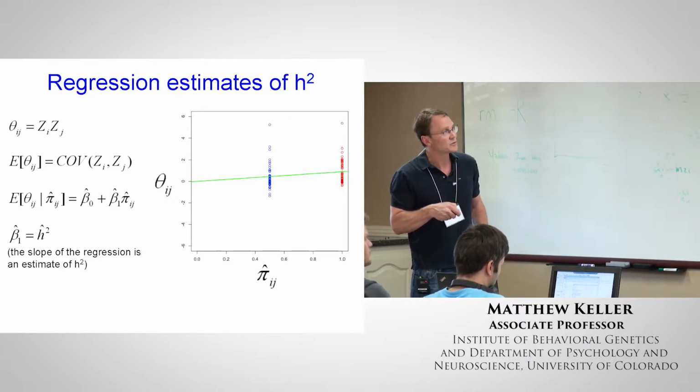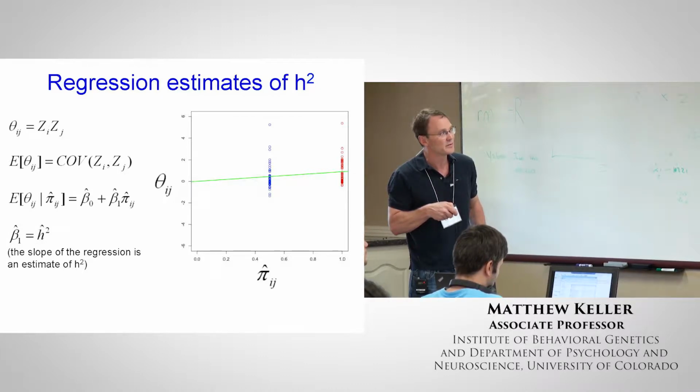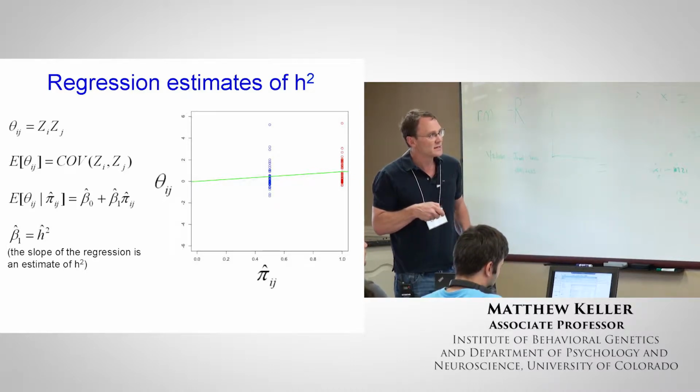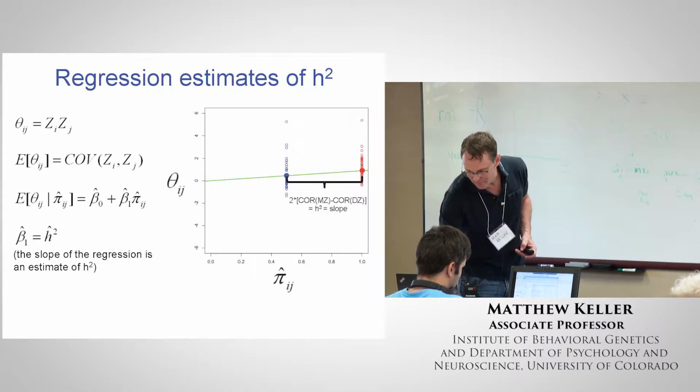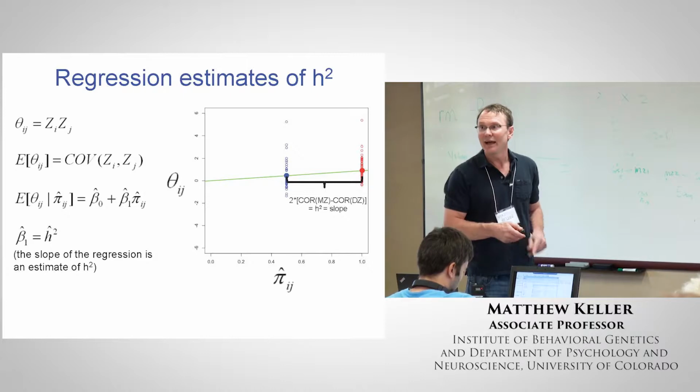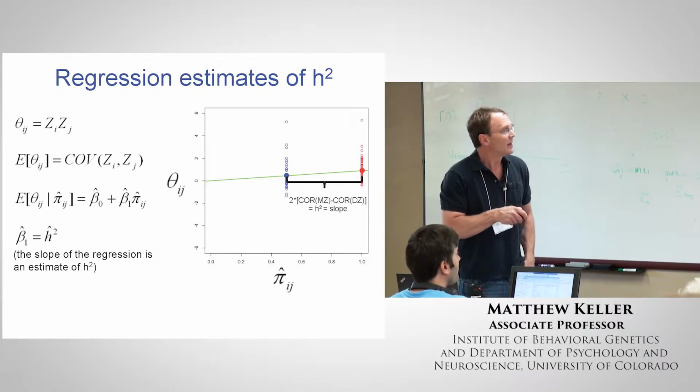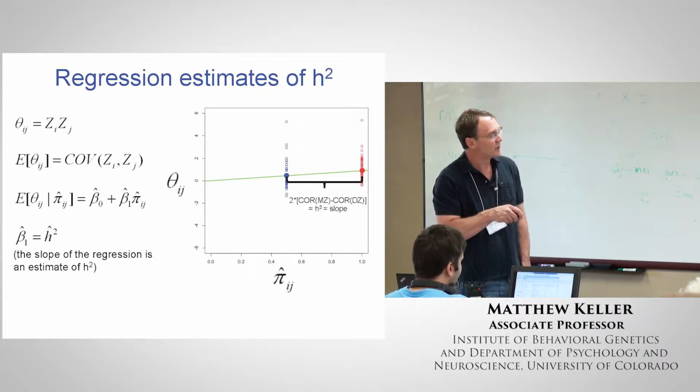So the average of all those scores is the MZ covariance. That's going to be denoted by that point right there that the regression line goes through. The average of the DZ products is the DZ covariance. And so what is the difference between those? The difference between those two scores is half the slope. So we've got to multiply this by 2.